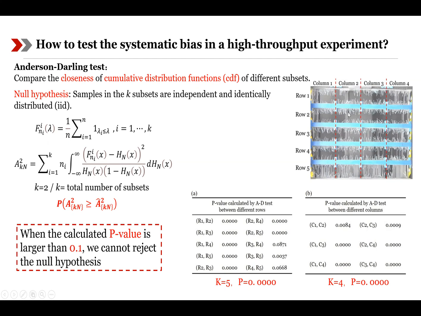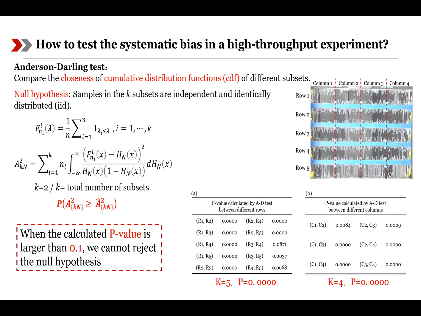We can let k equal 2 and perform a pairwise subset test to find which subset has a clear bias from the others. And we can also let k equal the total number of subsets and perform a multiple subset test to judge if there is a significant systematic bias in the whole data set. We test the previous experimental data, where R1 and R2 refer to the first row and the second row, and C1 and C2 refer to the first column and second column.